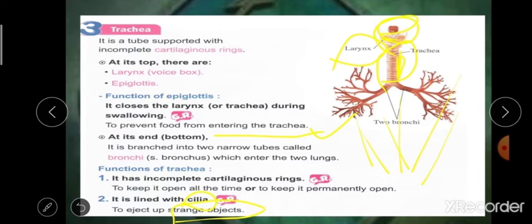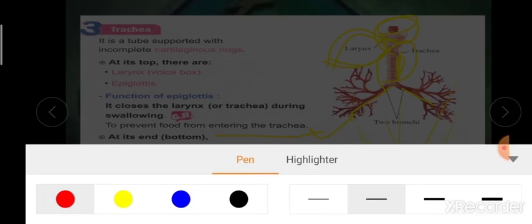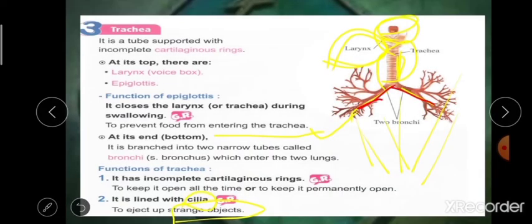Give reason: the trachea is supported with incomplete cartilaginous rings. Why? To keep it open all the time. Why doesn't the food enter the trachea? Because there is an epiglottis at the top of the trachea which closes it during swallowing. Also at the top of the trachea there is a larynx, which is a voice box. The trachea at its bottom is divided into two tubes. Each tube is called a bronchus.